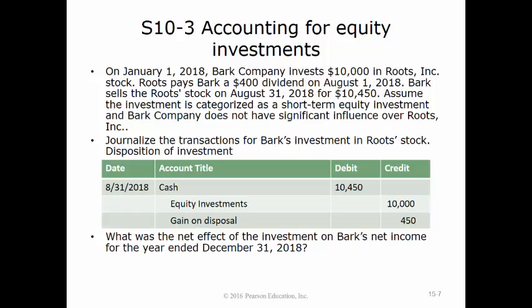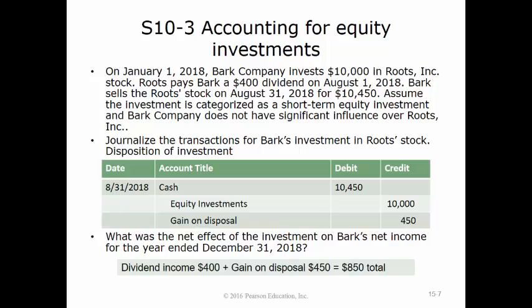To dispose of the investment on August 31st, 2018, we would debit cash for the sales amount of $10,450 and we would credit equity investments for the cost of the investment, $10,000, and credit gain on disposal for $450, the difference between the cost of $10,000 and the sales price of $10,450. The net effect of the investment on Bark's net income for the year ended December 31st, 2018 would be $850, equal to the dividend income of $400 and the gain on disposal of $450.